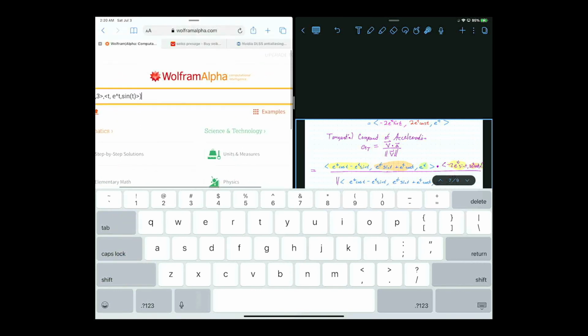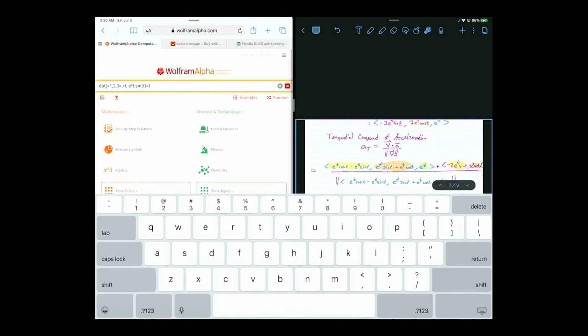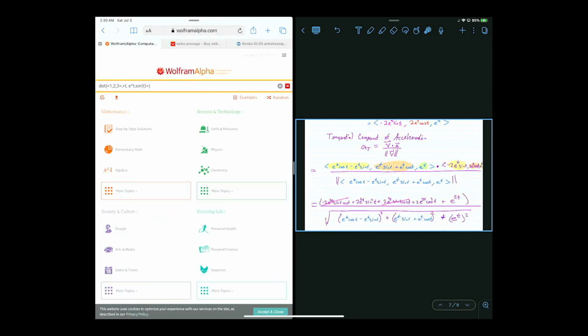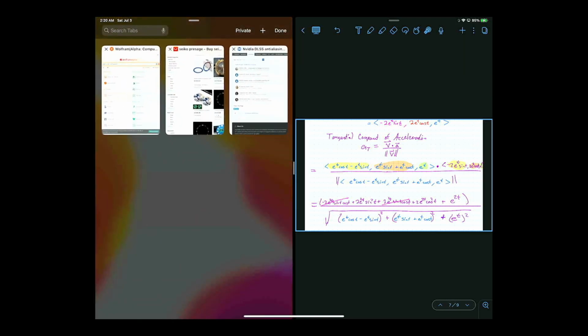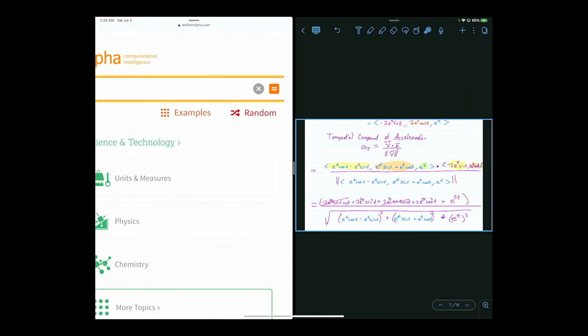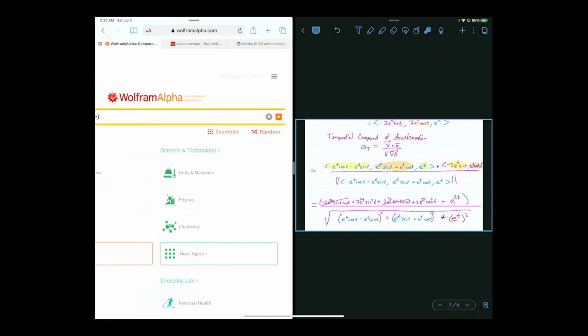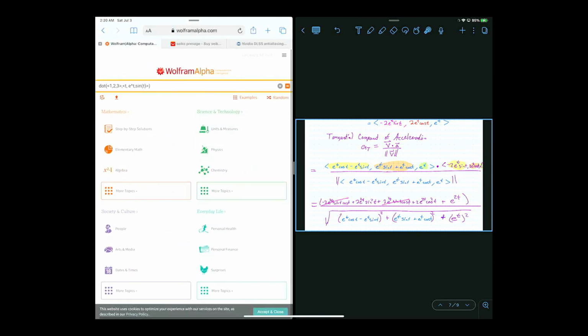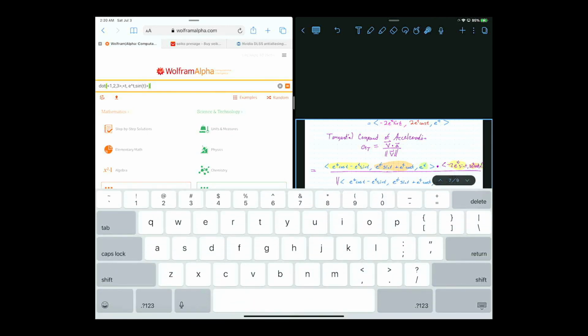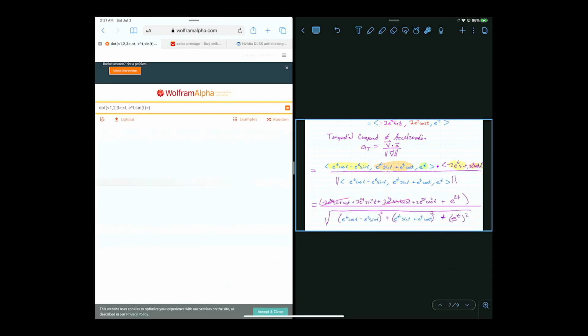And it doesn't care. Equals. Are you loading? Load. Are you loading? Load. It just won't go. Thanks, Wolfram. Really? Oh, you finally did it.